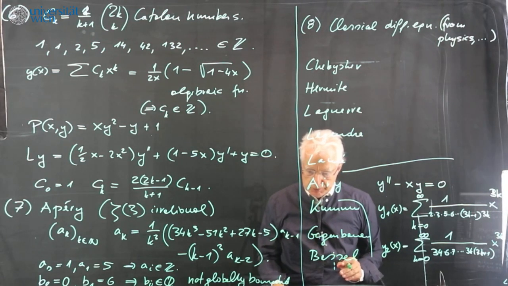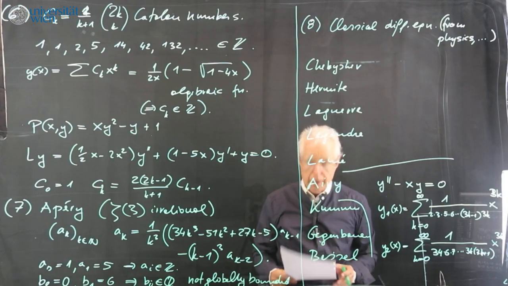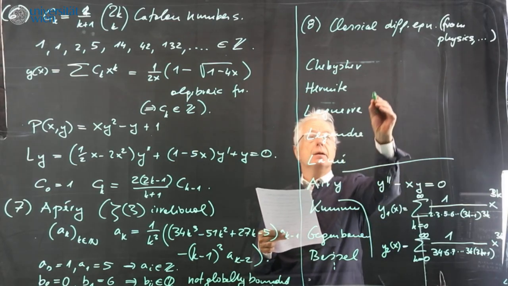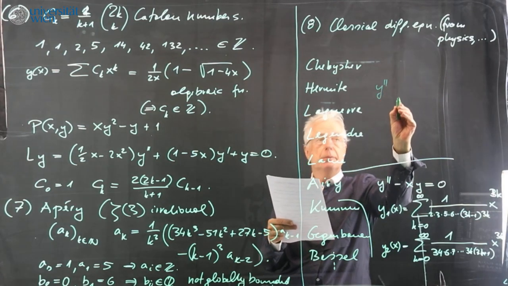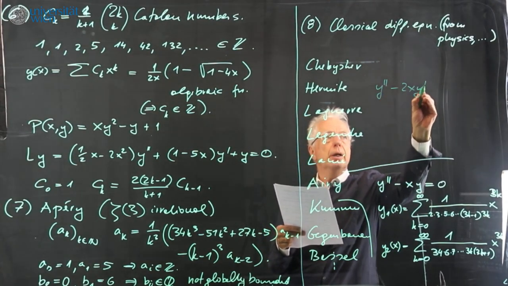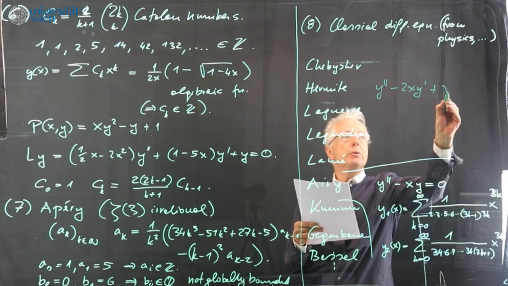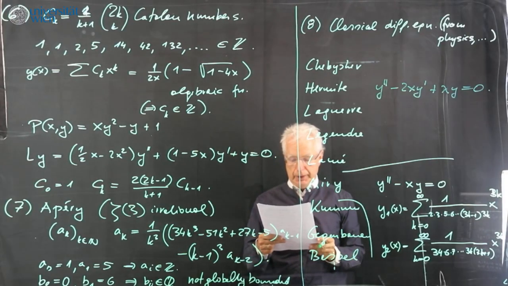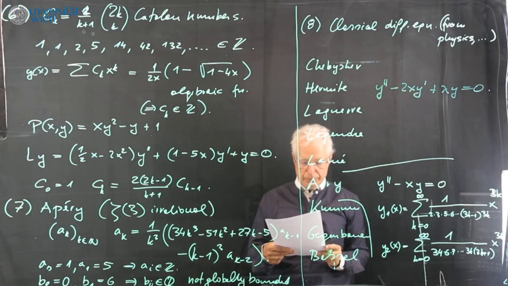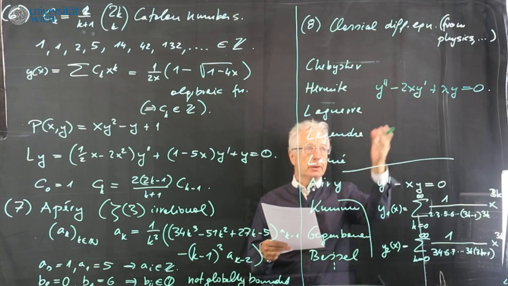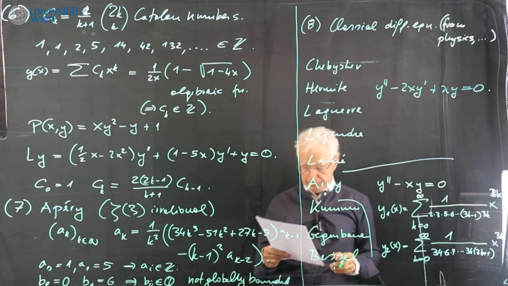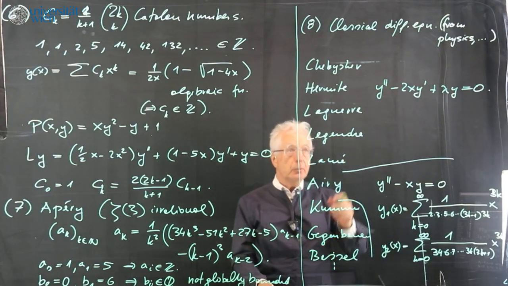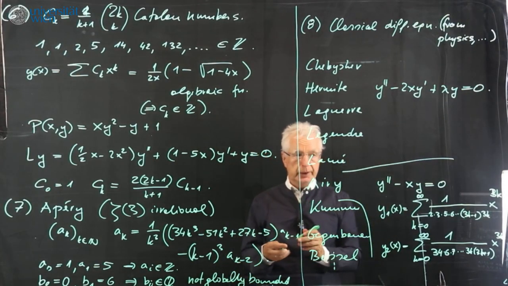Do I have another one which is nice? Yeah, Hermite is not very complicated either. It is y double prime minus 2x y prime. Many of them are kind of equivalent to each other, so they carry a proper name. Here you get as solutions Hermite polynomials. Fine, I think I could give more equations, but that's enough for today.